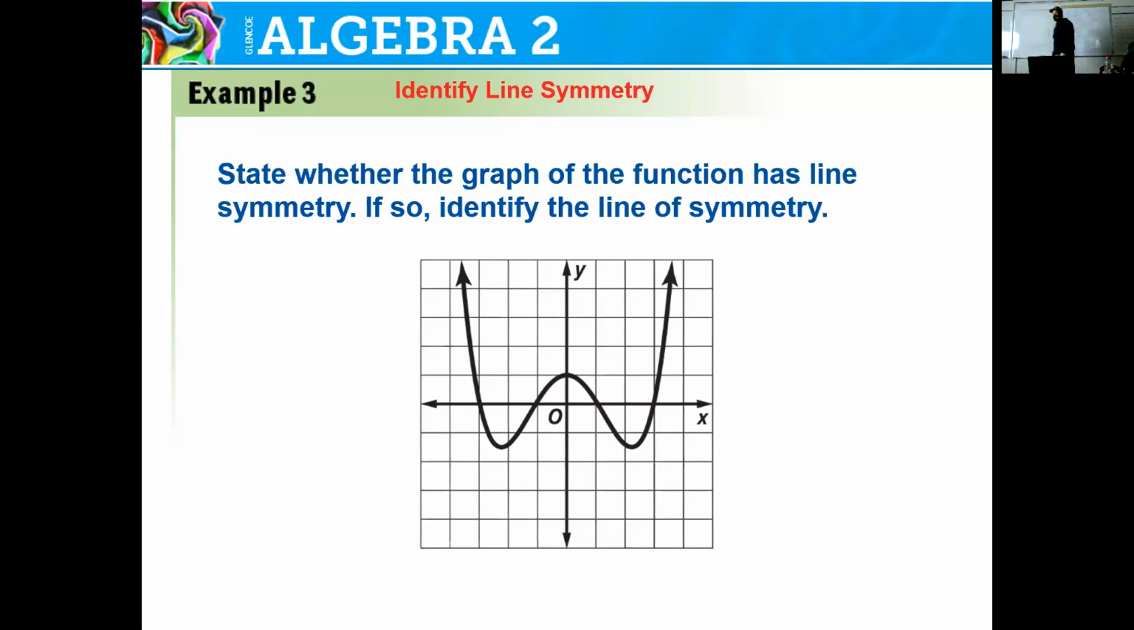Okay, so I think that if I were to divide the graph at this y-axis and then fold this side on top of this side, it would match up perfectly. So that's about x equals 0 as my line of symmetry.